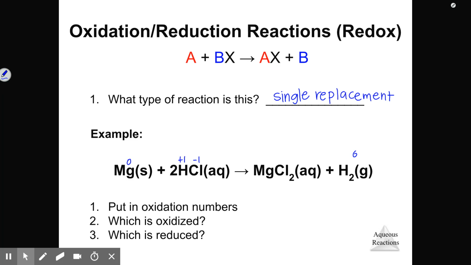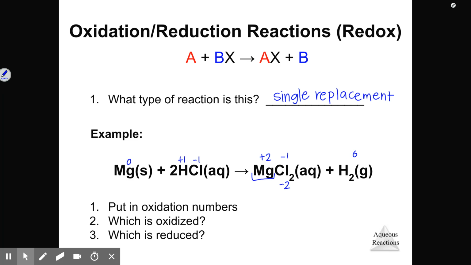And then when I look over here, I've got MgCl2. Those are 2 monatomic ions. So my magnesium is always a +2 when it's in a compound. And then each chlorine is -1 for 2 total. And that balances itself out as well.